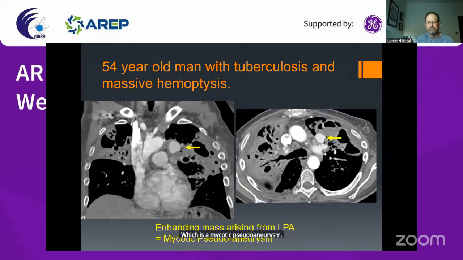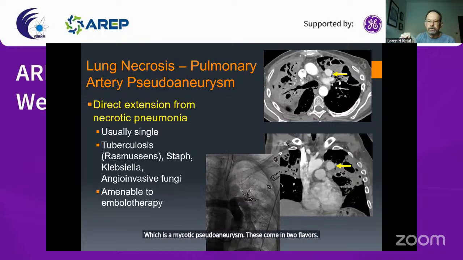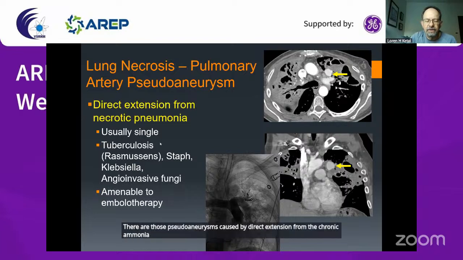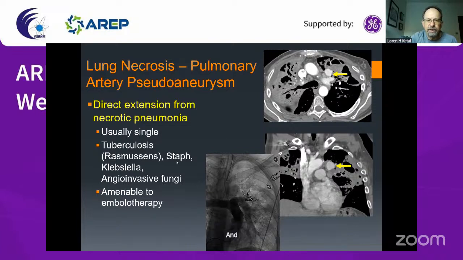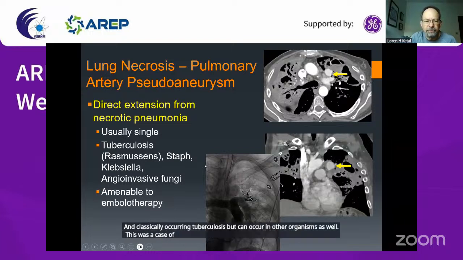These come in two flavors. There are those pseudoaneurysms caused by direct extension from the chronic pneumonia. These are usually single and classically occur in tuberculosis, but can occur in other organisms as well. This was a case of tuberculosis. And because they're single, they usually are amenable to embolotherapy.